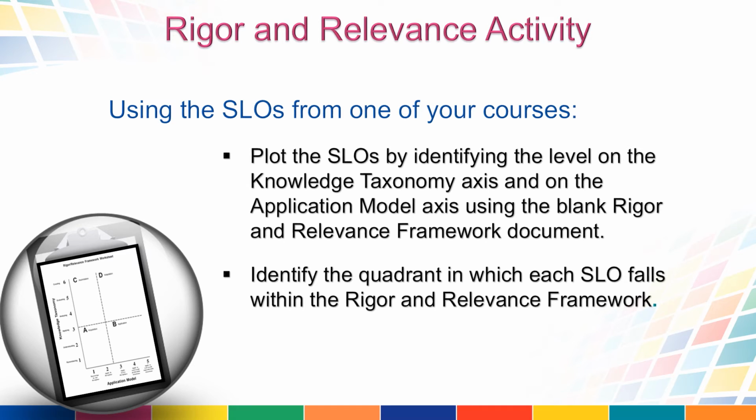Using the Rigor and Relevance framework to determine the quadrant for each SLO is the first step toward the development of an authentic assessment. Once the quadrant has been determined, you will have access to assessment recommendations, instructional strategies, learning experiences, and media ideas that are all specific to that quadrant. This information can be found on the Bloom's Taxonomy chart and on the Rigor and Relevance document.